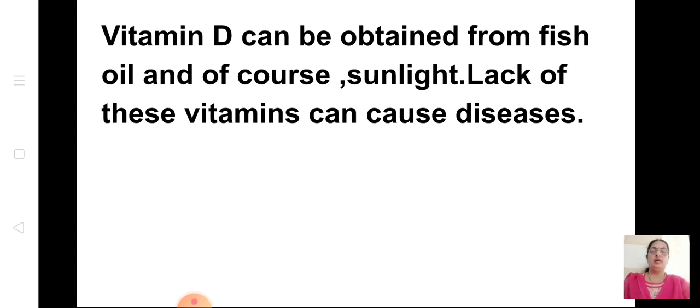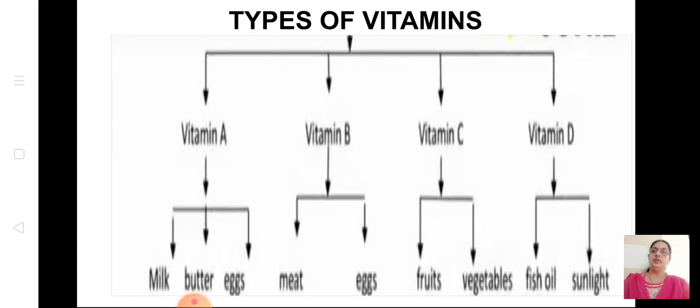Now you will write the heading as vitamins, since this is based on vitamins. How many types is it divided into? Vitamins are classified into how many types, children? In this paragraph it is given 4: A, B, C and D. See here how we can do it. Types of vitamins, classified into 4: vitamin A, vitamin B, vitamin C, vitamin D. So this is into 4 branches, isn't it?